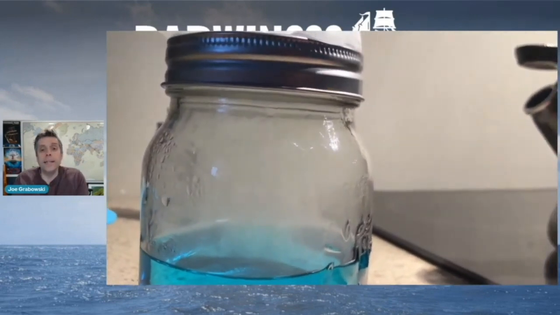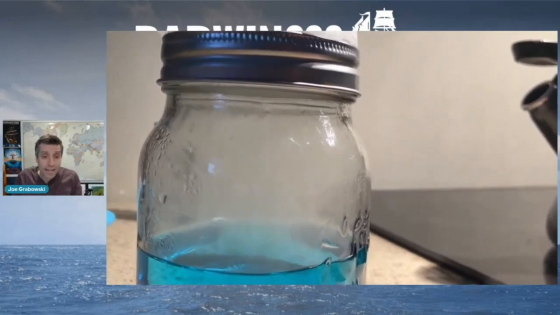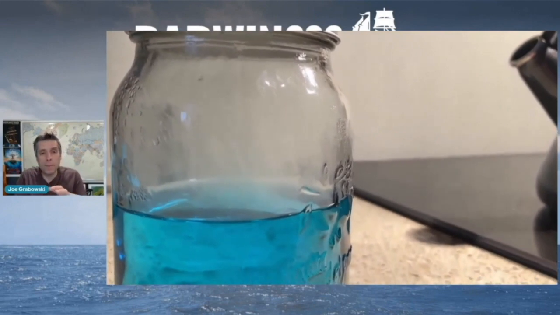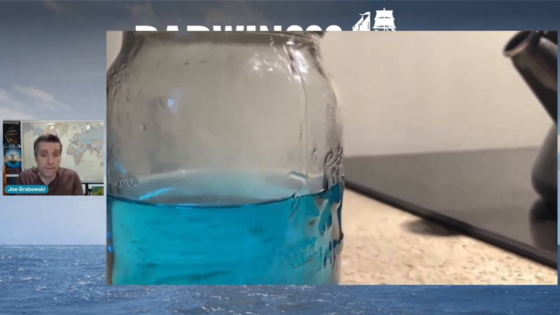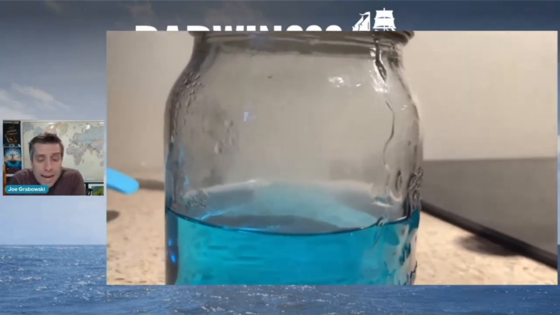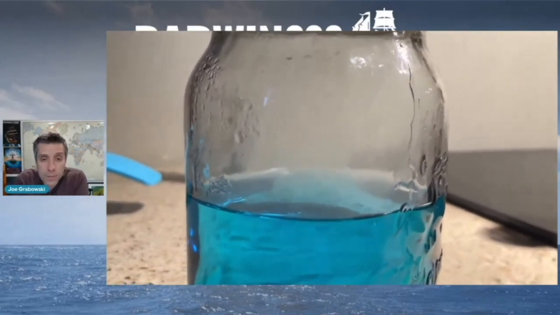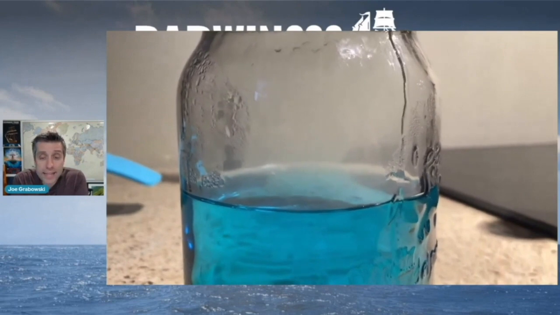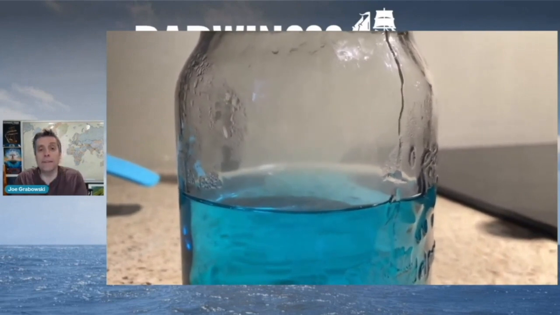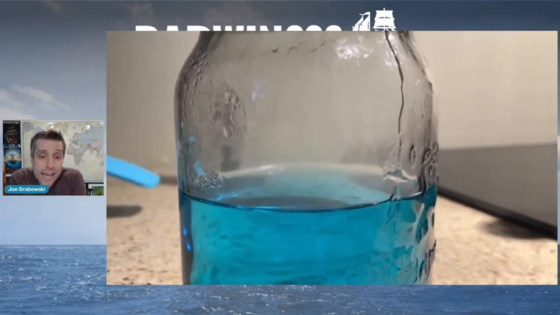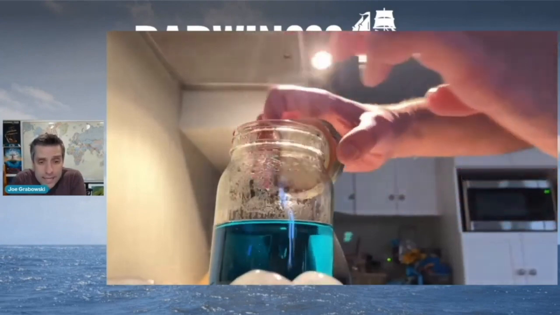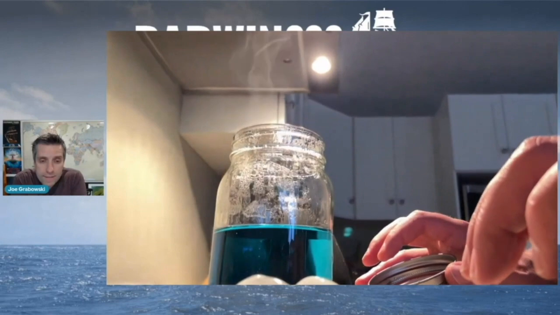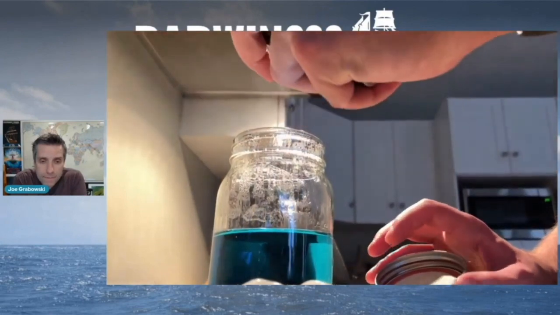So that is what we had happening in our Make a Cloud experiment. We had the water vapor formed by the boiling water. We cooled it so it could condense around the hairspray particles, just like what is happening in the real world when clouds are formed. When the warm air rises, the water vapor cools and condenses around particles in our atmosphere. So here we go.